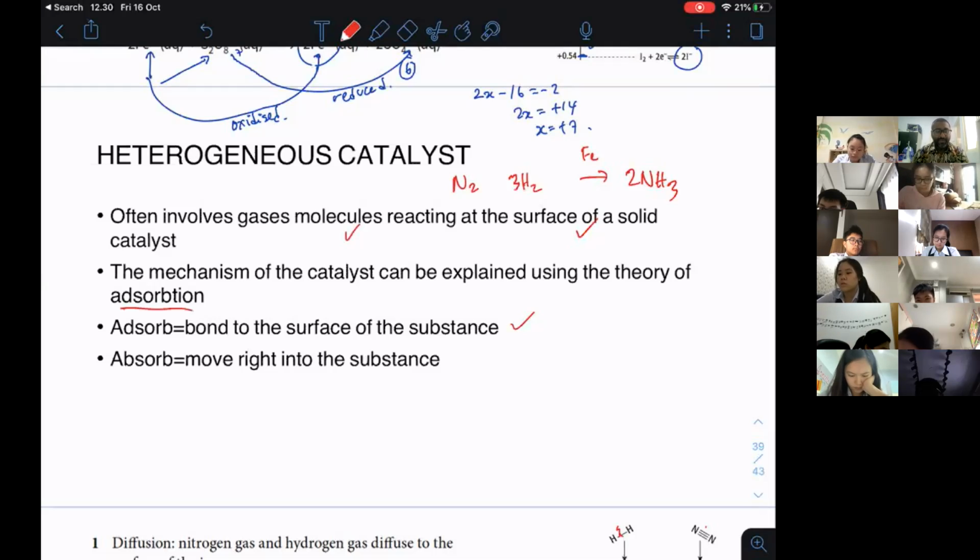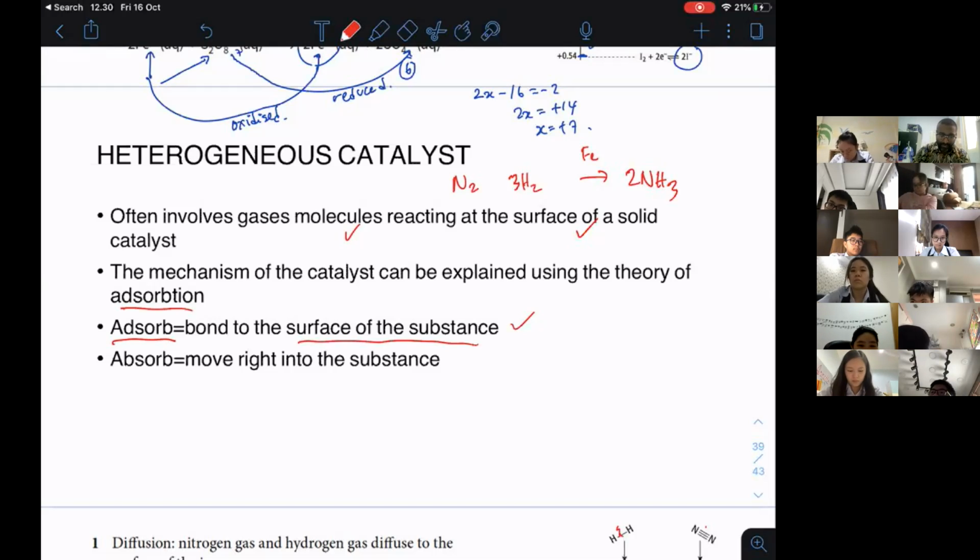Adsorption and absorption are different. Adsorb means bond to the surface of the substance. Absorb means you move right into the substance. Here we are talking about bonding on the surface, so we use the term adsorb, not absorb.